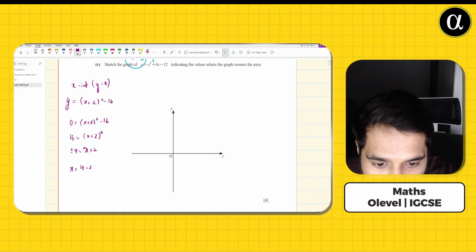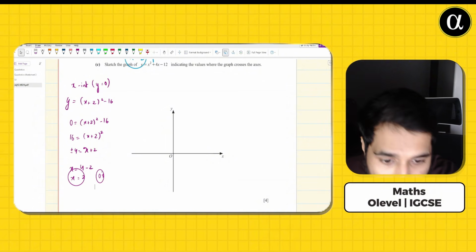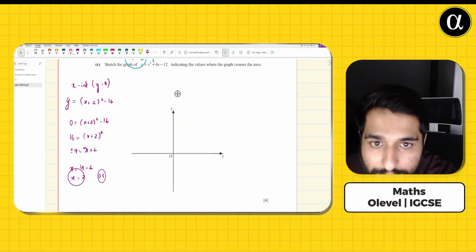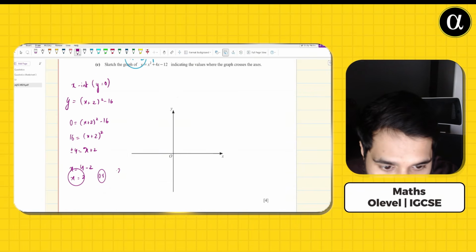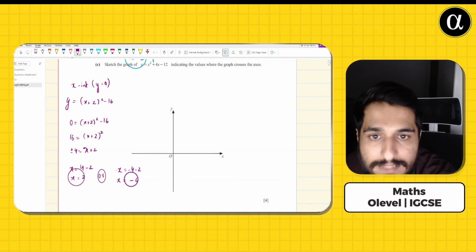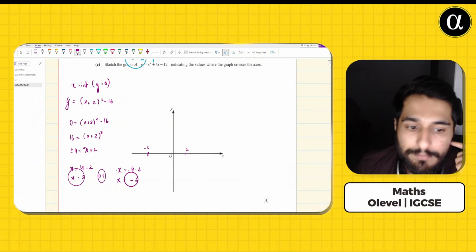And the value of x is going to be what? That is going to be 4 minus 2, x is equal to 2, and the other value is going to be x is equal to minus 4 minus 2, and that will give me x is equal to minus 6. Now what does that mean? That means that either my value for x is going to be minus 6, or the other value for that is going to be 2. Now these are going to be my x-intercepts.